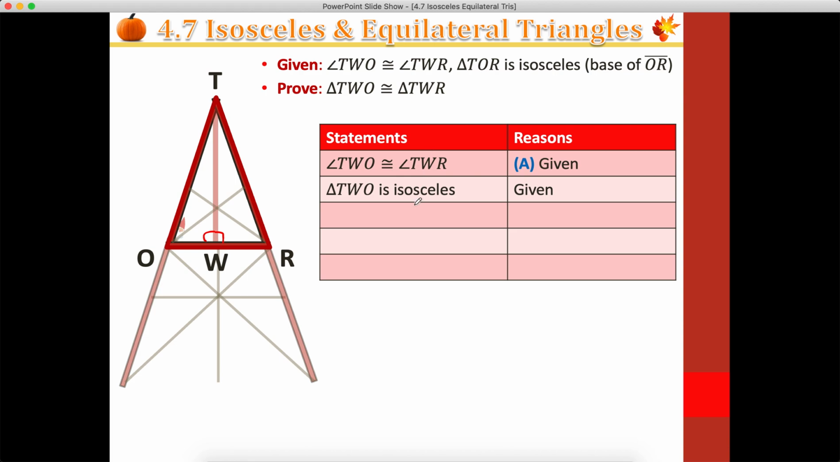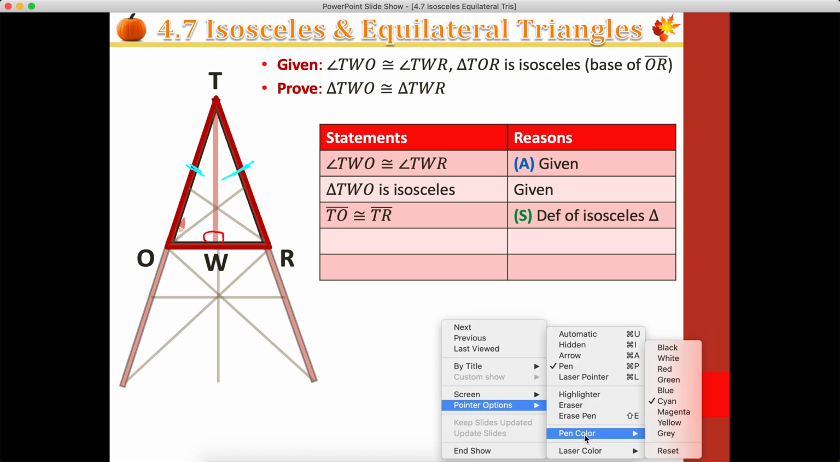So here, we're given the second given, that TOR is isosceles, and it's kind of up to us to figure out what to do with that fact. What I would suggest is maybe considering what it means to be isosceles. That means that two sides are congruent, and those are the non-base sides. So TO and TR are the legs that are congruent to each other. So that gives me an S, and I could just cite it as being the definition of isosceles. So this seems like a dead end because we used both of our givens. There's no like vertical angles or whatever in the diagram.